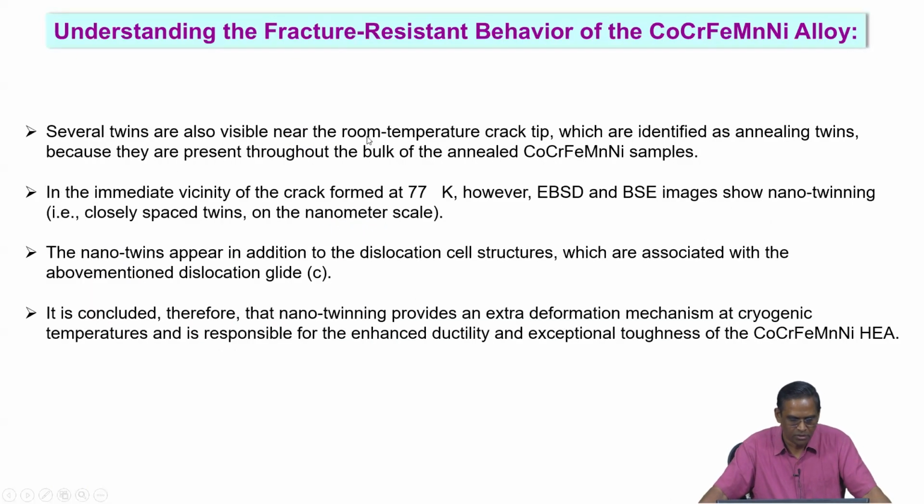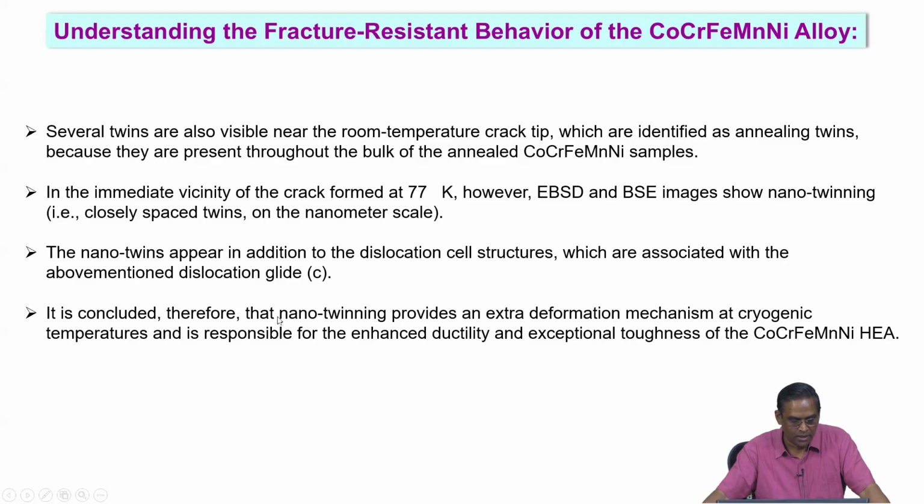Several twins are also visible near the room temperature crack tip, which are identified as annealing twins because they are present throughout the bulk of the annealed sample. But in contrast to this observation, in the immediate vicinity of the crack formed at 77 Kelvin, EBSD and BSE images show nanotwinning, closely spaced twins on the nanometer scale. Nanotwins appear in addition to the dislocation cell structures associated with the above mentioned dislocation glide.